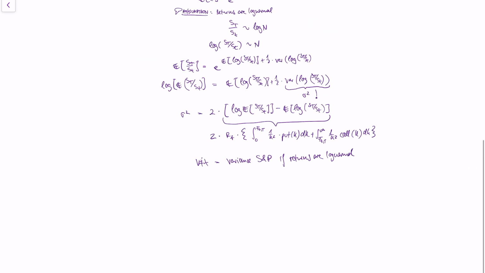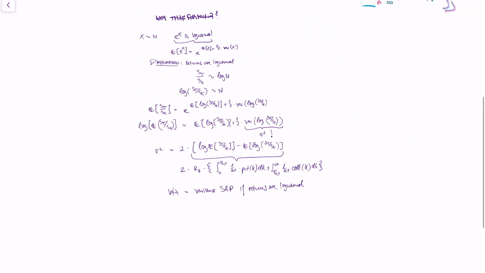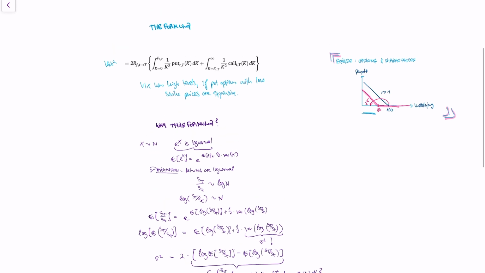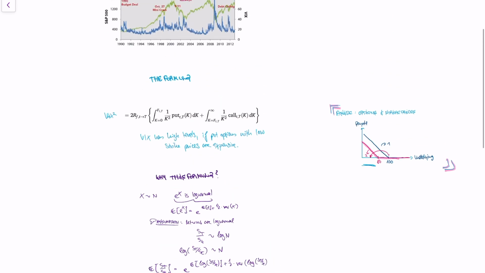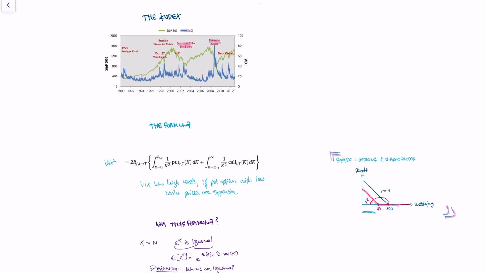Well, there's one caveat to this. Returns are, of course, in reality, not log normal. But at least I wanted to show you why this formula makes sense or how people came up with this formula. But even though returns are not log normal, this formula still makes sense. I told you it's still reasonable to look at deep out of the money puts if you want to understand the fear or the heart monitor of the market.